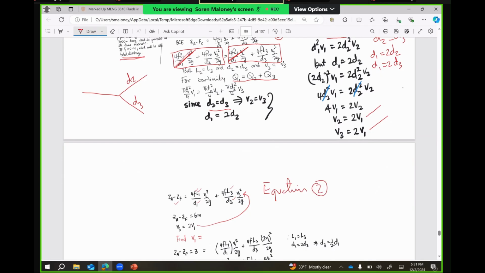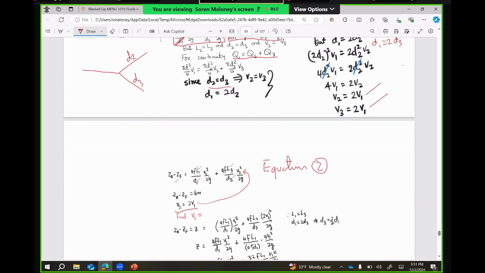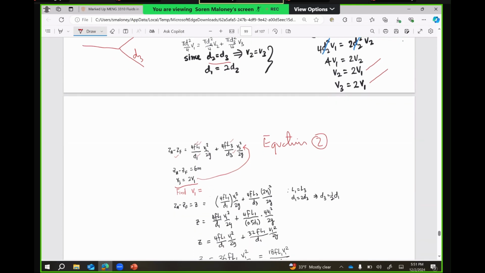But we already figured out that V3 is 2 times V1, right? So we can substitute, we can remove V3 and put 2 times V1 in place of there and square it. And that's what we're doing right here. So basically we are solving this equation to find V1. We need a value for V1.